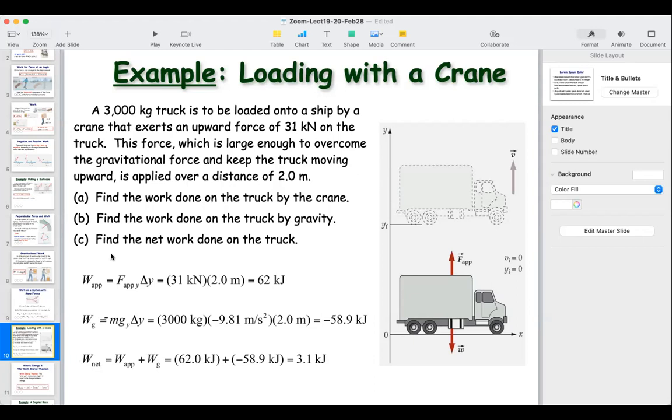Find the net work done on the truck. The net one, what is it going to be? It is going to be the sum of the work done by the crane plus the work done by gravity. So 62 kilojoule plus minus 58.9 kilojoules, which is equal to 3.1 kilojoules. So I hope that these examples make you understand the concept a bit better.